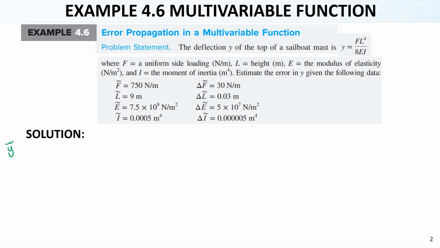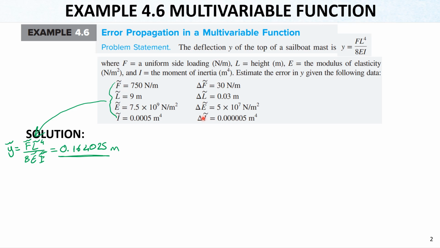Y tilde, the prediction, is simply F prediction, L prediction to the power 4 divided by 8, E prediction, and I prediction. So we can simply write these values over here into this equation and find a value of 0.164025 meter, which is the predicted displacement. So let's keep this in mind, and we want to also find the propagated error.